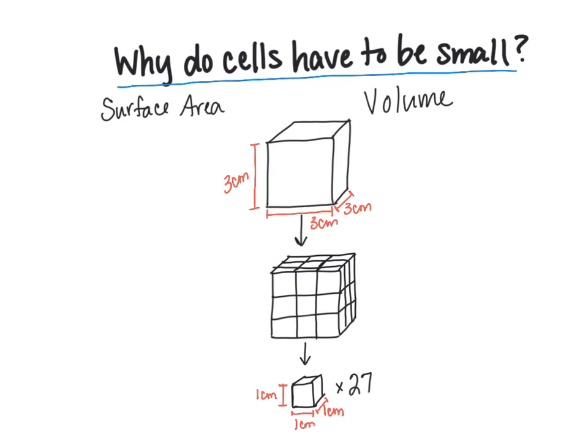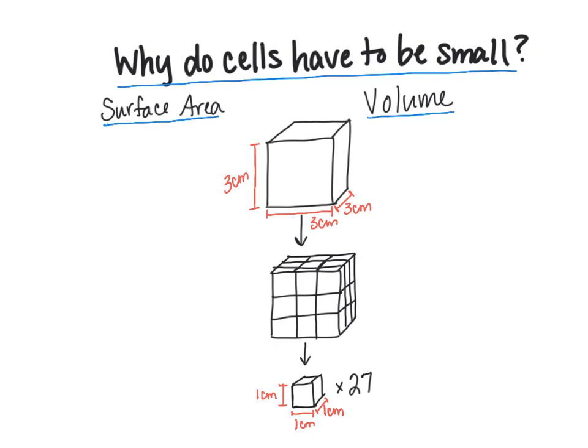And so this explains why that needs to happen and why it would not be possible for us to be made of just one big cell. So when it comes to cells and the reason why they have to be small, it really has to do with these two characteristics of a 3D object. And those characteristics are surface area and volume.